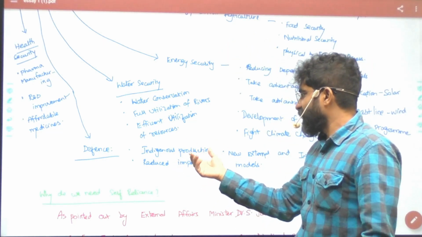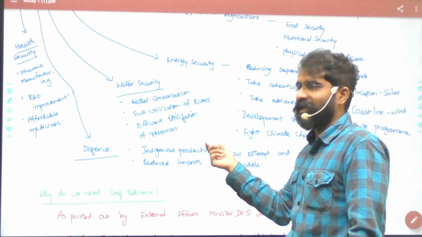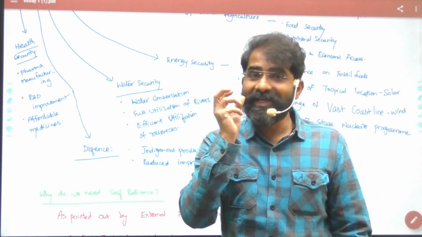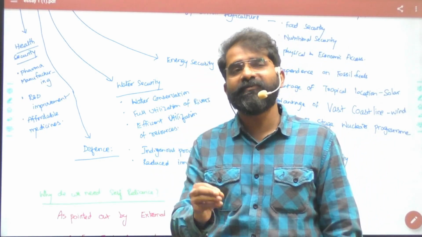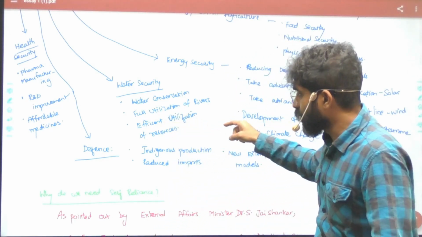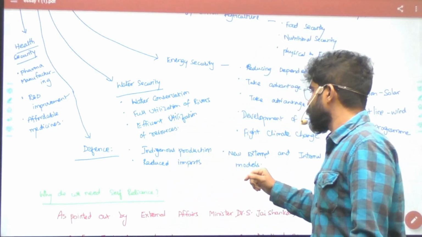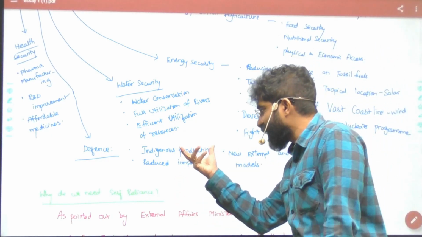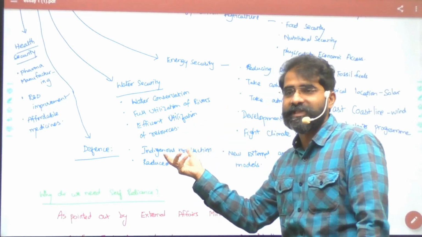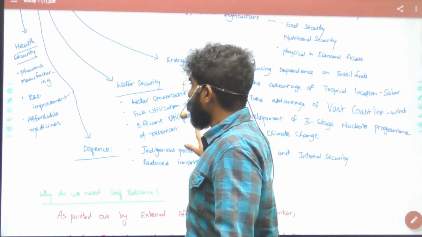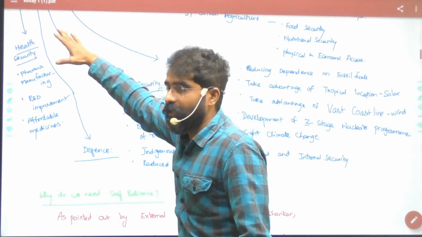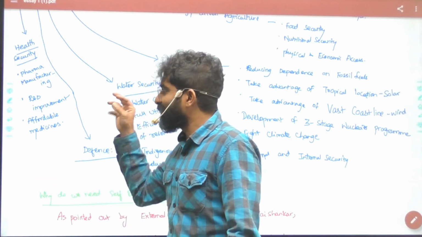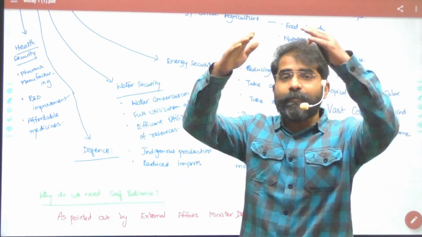Similarly, defense. When we talk about indigenous production, for example, during the Kargil war, the US was reluctant to give us GPS access. So indigenous capability is very important. We have to become self-reliant especially in defense, reducing imports, because the sovereignty of the nation can get affected. Similarly, water security and health security. On health, there is pharma manufacturing, R&D improvement, and affordable medicines. Like this, we are preparing a sketch.